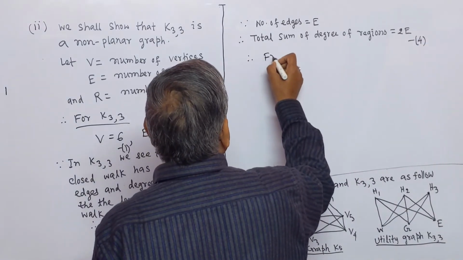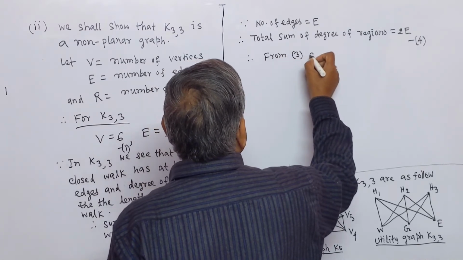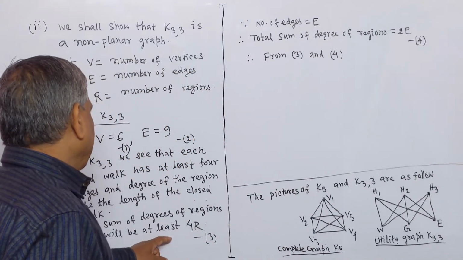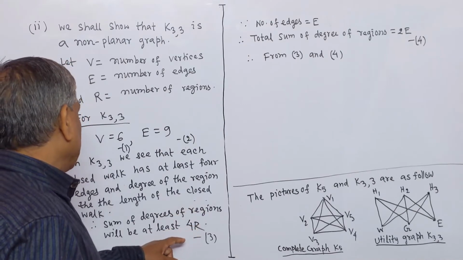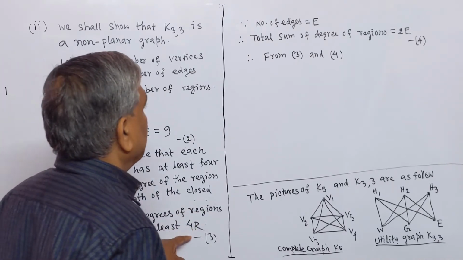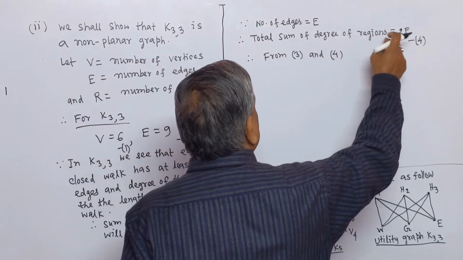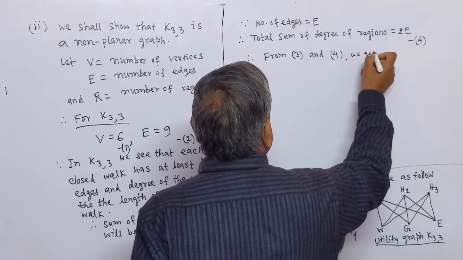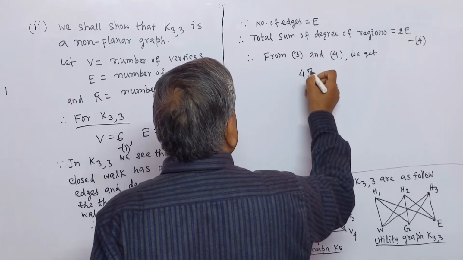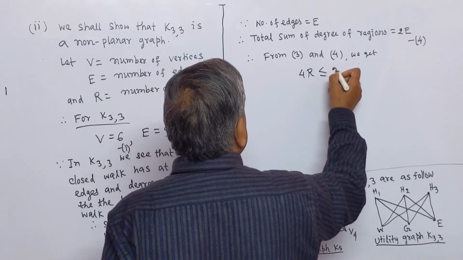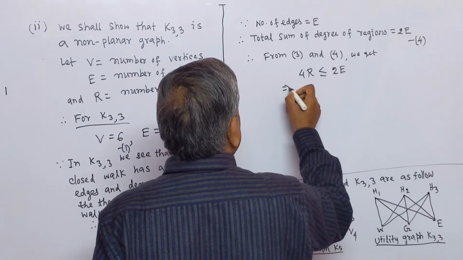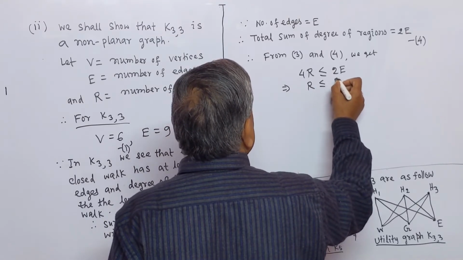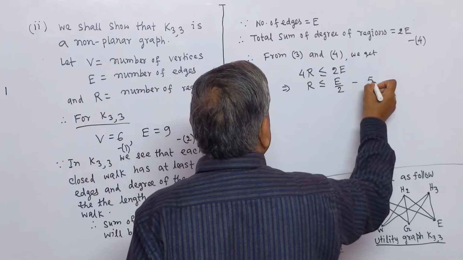Therefore, from 3 and 4, we get that sum of degrees of regions is at least 4R. And here, sum of degrees of regions is 2E. We get 4R less than or equal to 2E. Implies that R is less than or equal to E by 2. This is number 5.